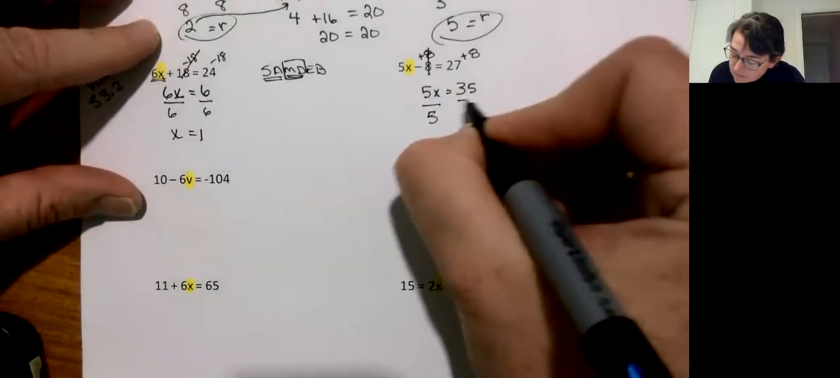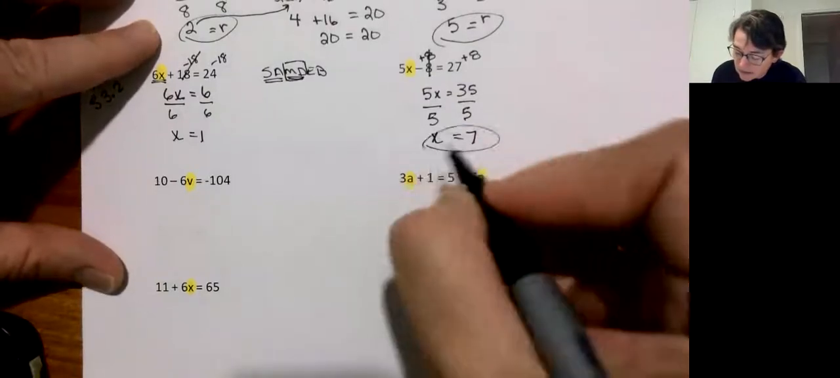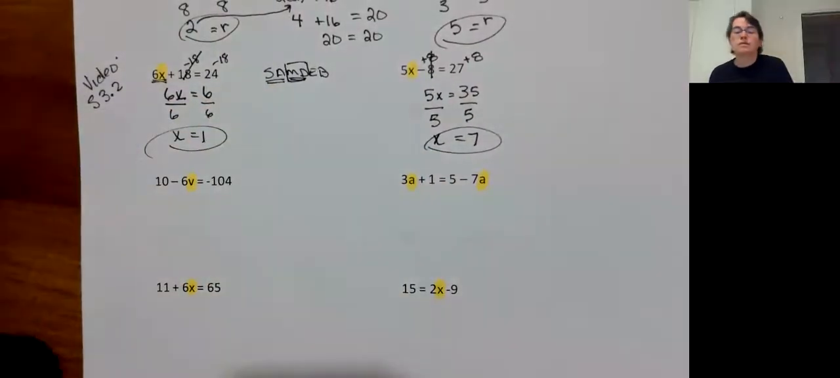Divide by 5, divide by 5. x is equal to 7. Circle that. Make life easy for the person who is maybe marking our stuff, or for yourself for later on.